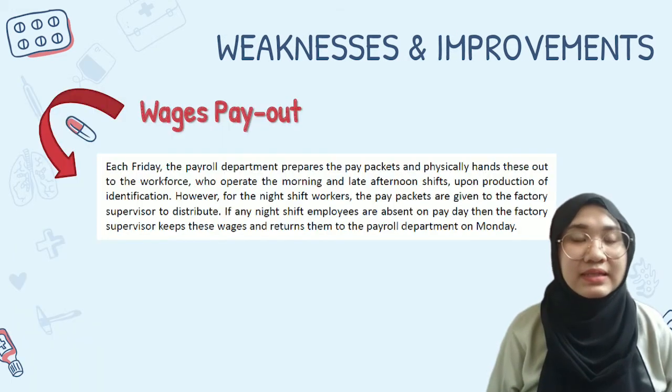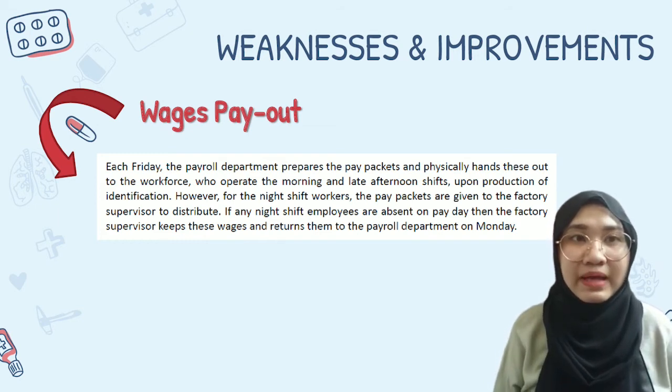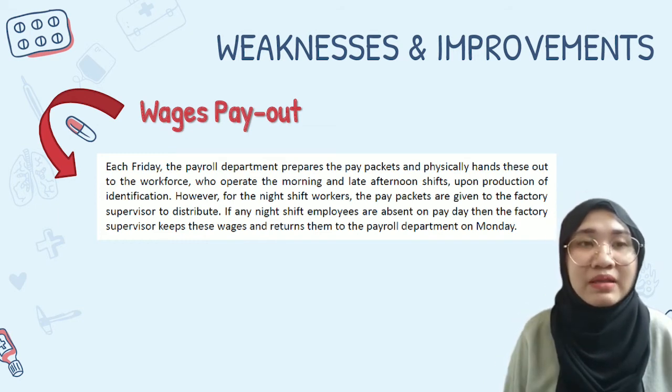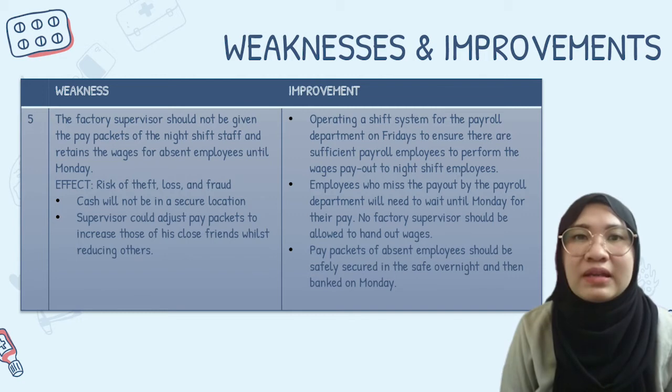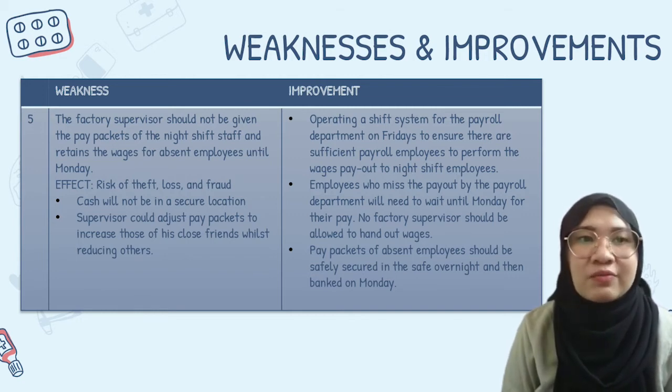For the last weakness, it is related to wages payout, where the payroll department gives responsibility to the supervisor to give night shift workers their pay packets. The factory supervisor should not be given any pay packets of the night shift staff, as this is a significant amount of cash. This cash will not be in a secure location and is so open to the risk of theft.